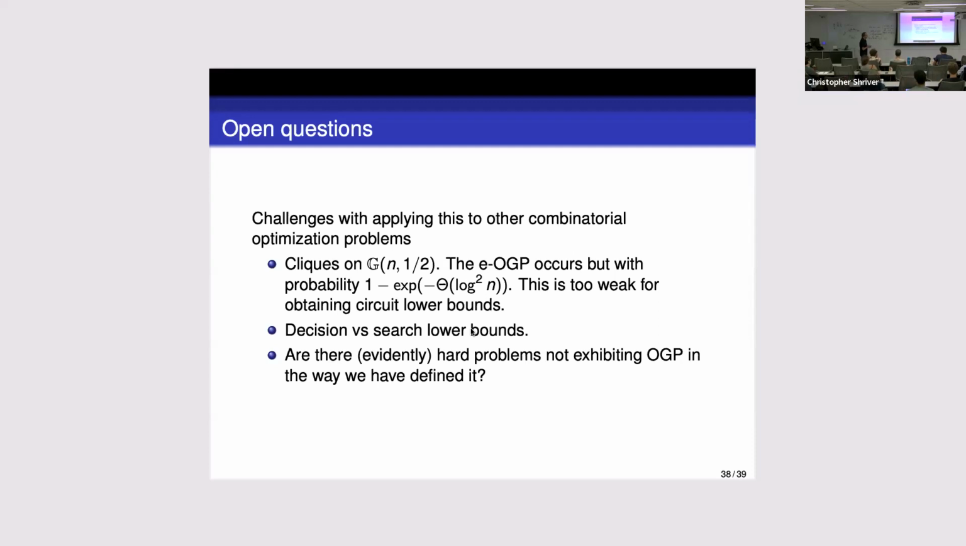And well, the third one is kind of generic. Are there any evidently hard problems, but not exhibiting overlap gap property? In other words, to what extent is overlap gap property the right theory for the hardness? We see that evidently that's the case, but only evidently. The lack of evidence is not evidence, or should I say, the absence of the evidence is not the evidence of the absence, right? So we don't know.